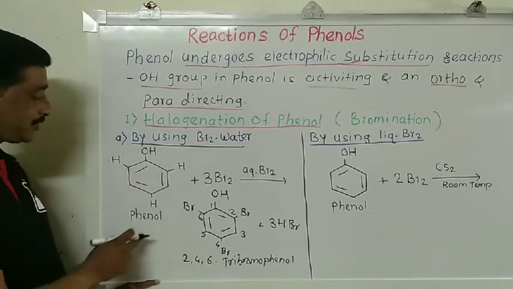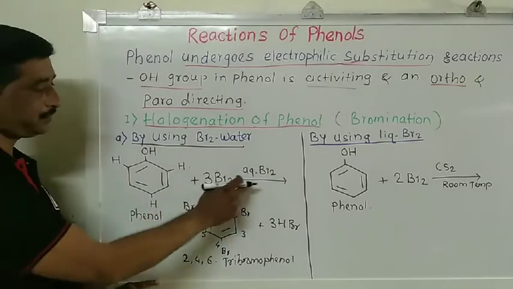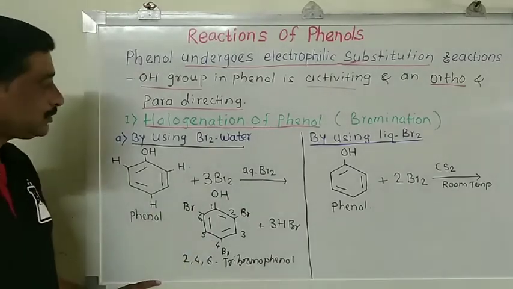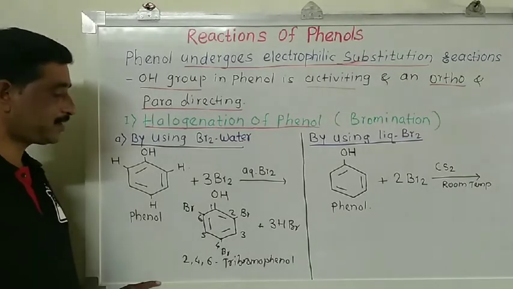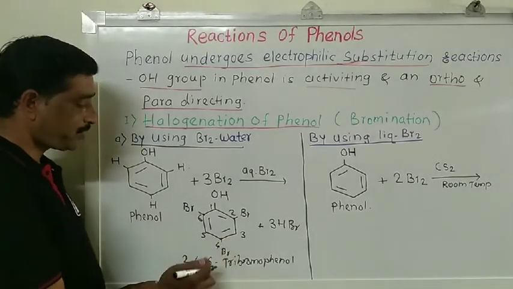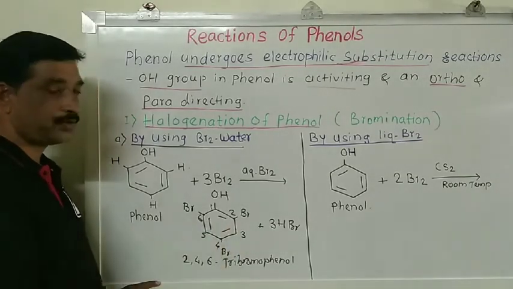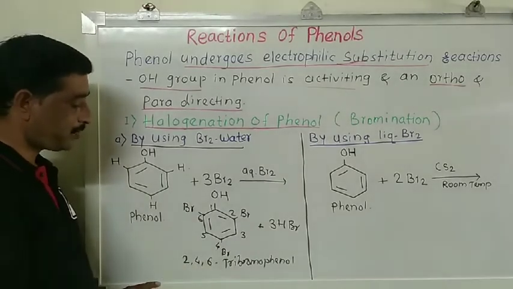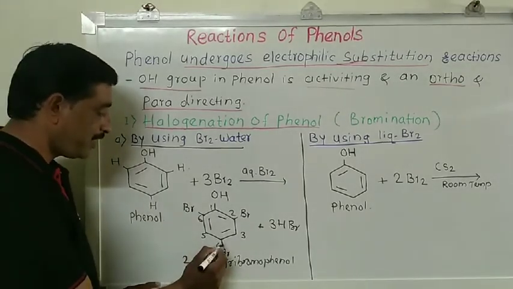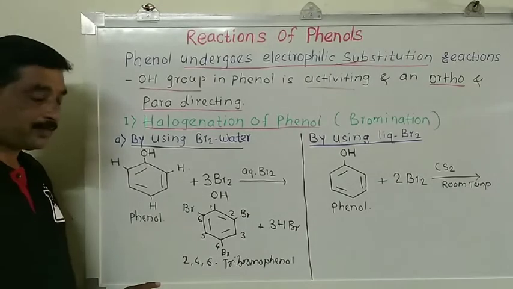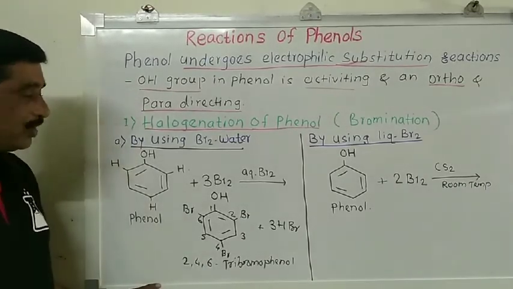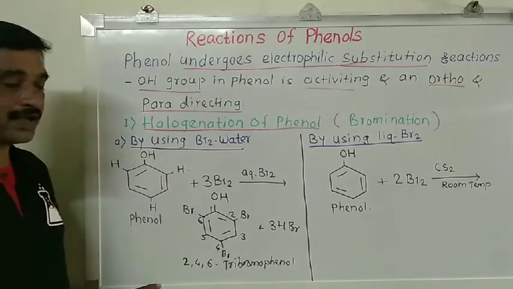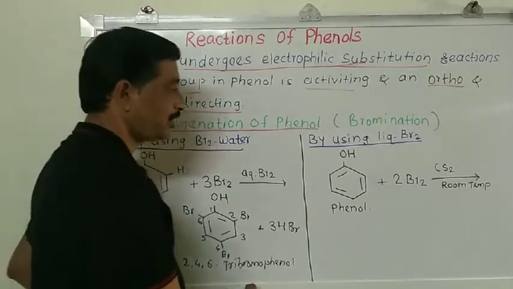So what is the reaction? When phenols are reacted with aqueous bromine, known as bromine water, bromination of phenol takes place by replacement of hydrogen atoms from 2 ortho positions and 1 para position by bromine atoms, and we get the final product, that is 2,4,6-tribromophenol. So this is the first reaction, using bromine water.